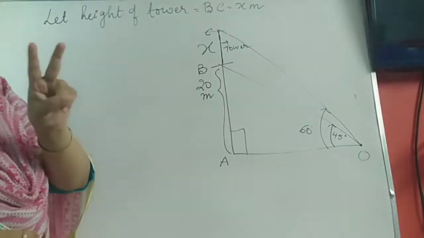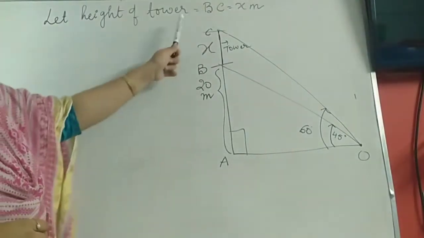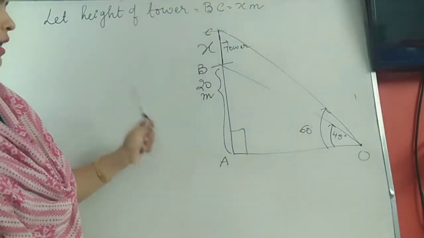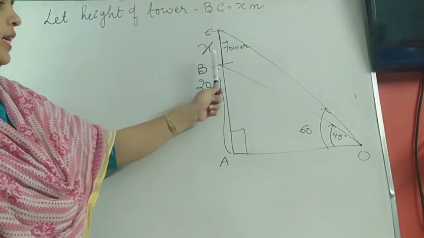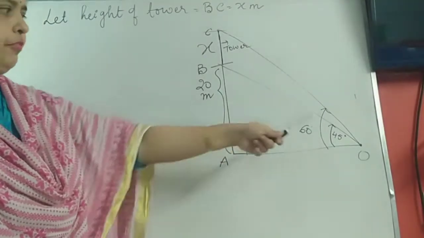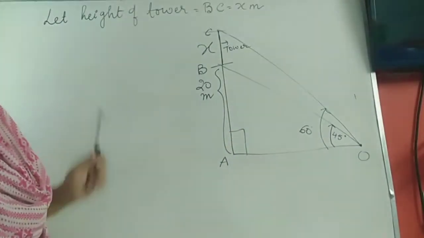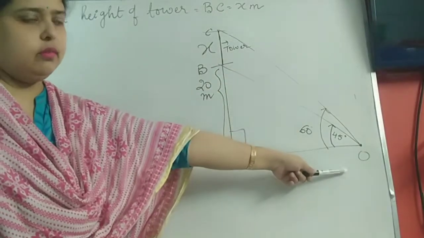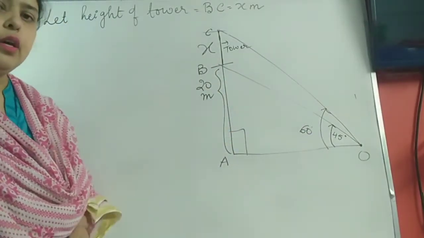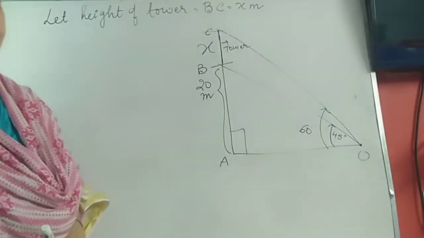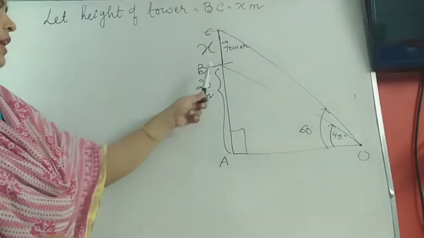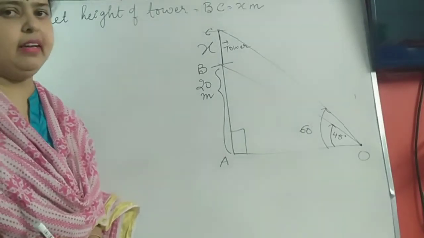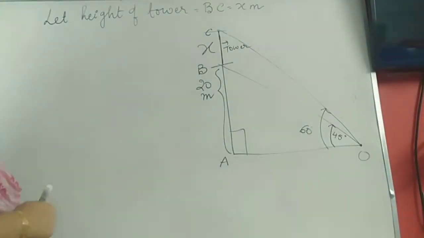Now please look, children, there are two triangles forming here. The first triangle I can see is A, B, O, the smaller one with the 45-degree elevation angle. The second is A, C, O with the 60-degree angle. So one by one we will take both triangles. First, I will take the smaller one, that is ABO with the 45-degree angle, and I will do certain work here.